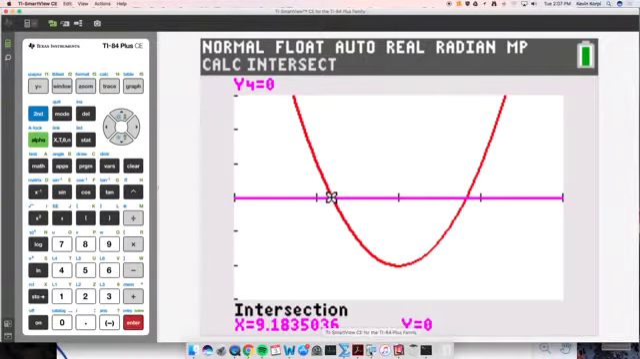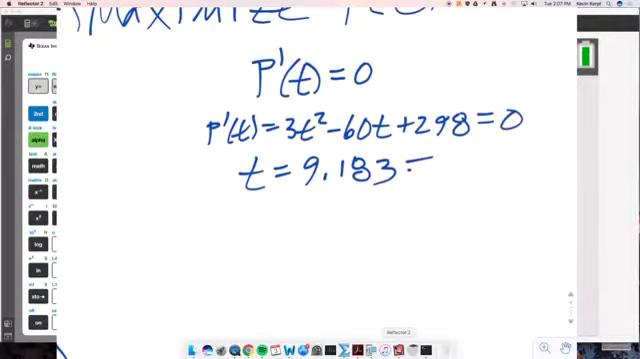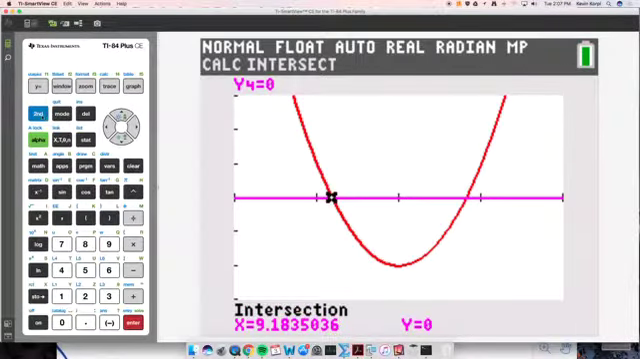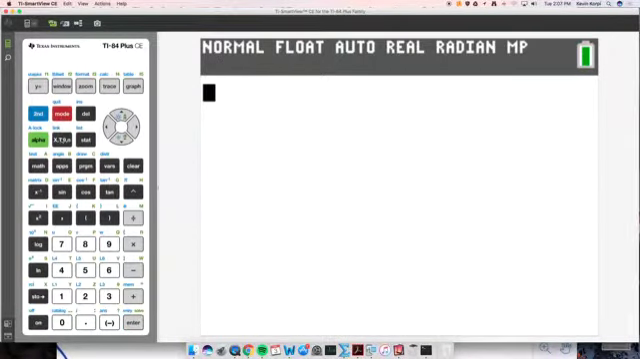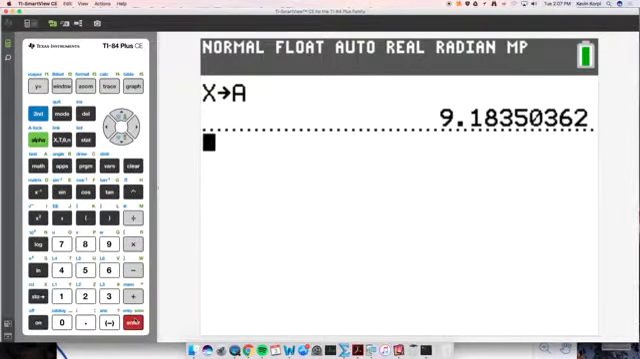Now here's what we're going to do. Once we write it down, we're going to put equals A. And you're going to go to your home screen now, second quit, and you're going to hit X stow as alpha A. So now you've got that value locked in as alpha A.